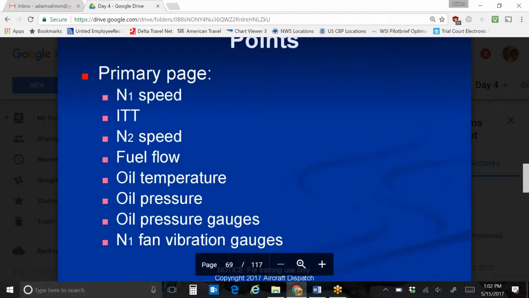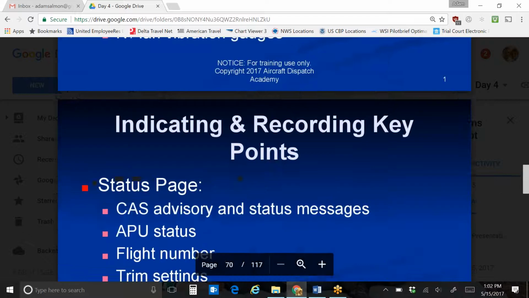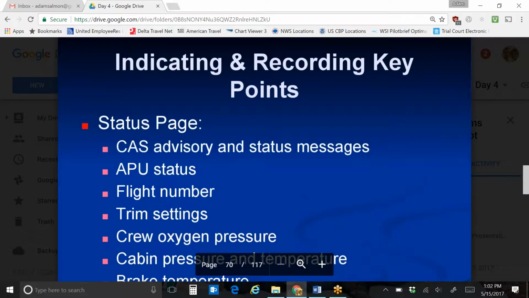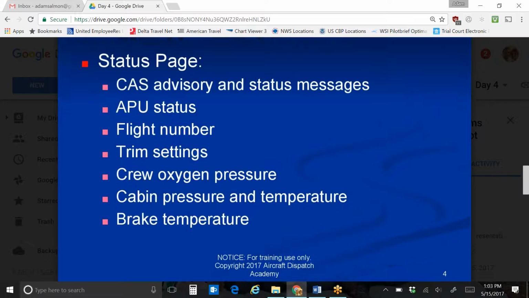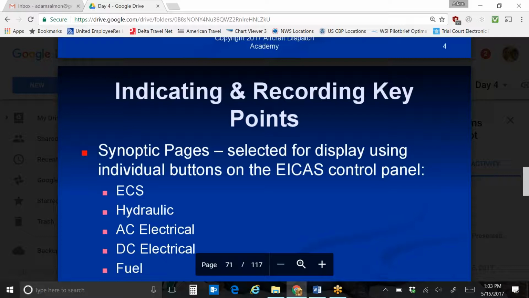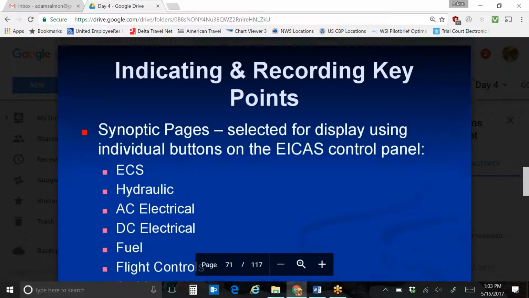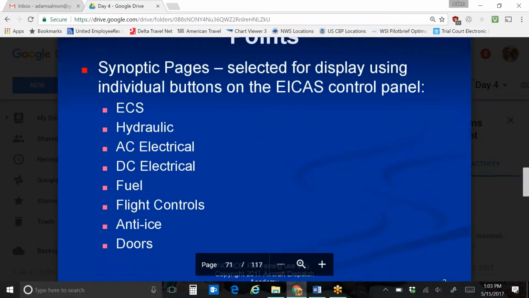These are the different pages of the ICAS system. You don't necessarily need to go through and tell me what's on each page. So all of these ones here, you don't necessarily need to worry about memorizing, but just be able to tell me overall what this system does and what its function is, why we have it on board the aircraft.